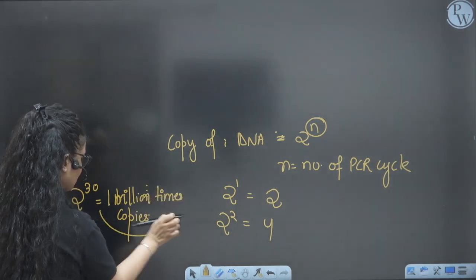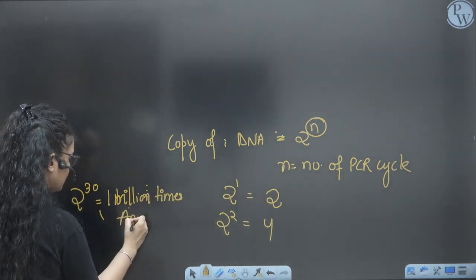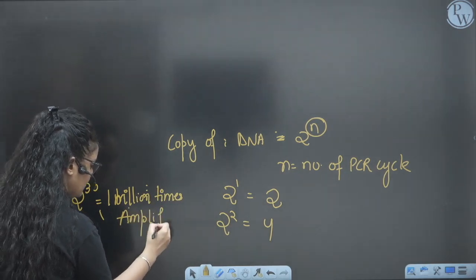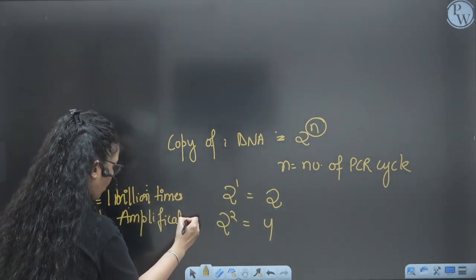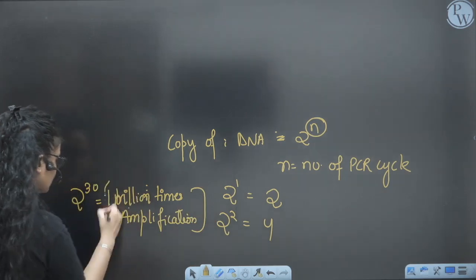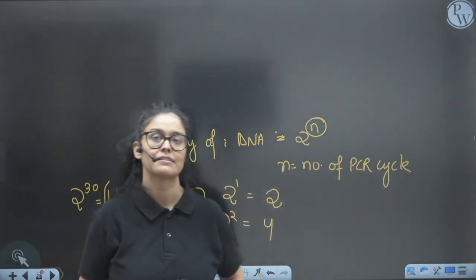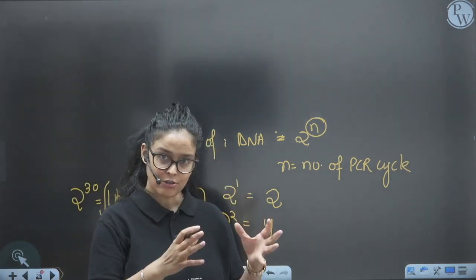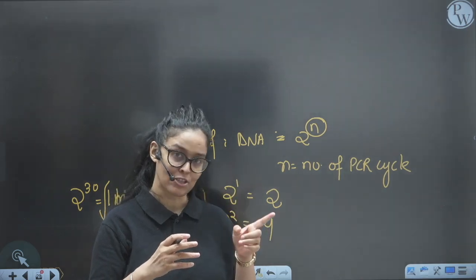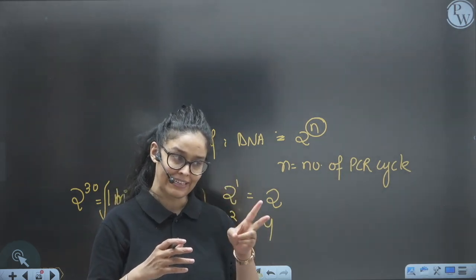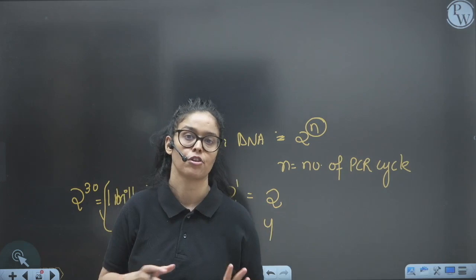1 billion times amplification we get. So you can imagine that we can get billions of copies of our gene of interest. So this process, that is the denaturation. You have to remember the temperature used in denaturation, annealing, and extension. Very important for the NEET, right?